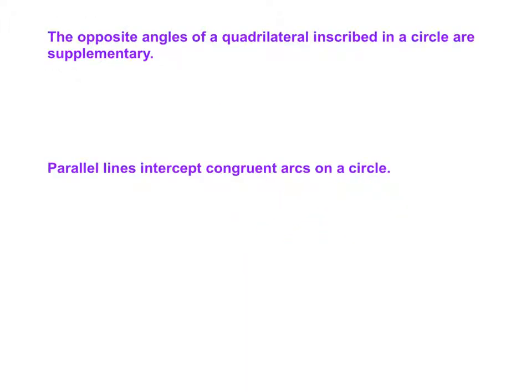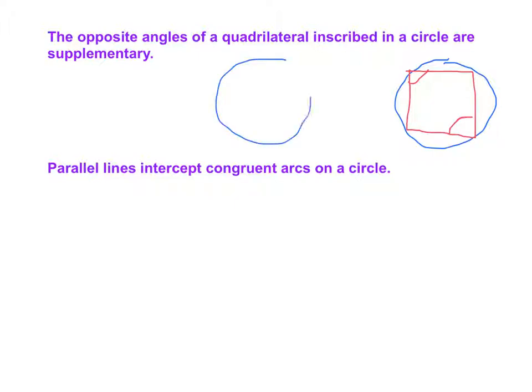The next conjecture says that the opposite angles of a quadrilateral inscribed in a circle are supplementary. We can easily see this if we draw a circle and then inscribe a square, because obviously the opposite angles, which are both 90, are going to be supplementary. But even if we try a slightly more irregular quadrilateral, say something like this, you would still see that this is an obtuse angle, this is an acute, and they're going to end up being supplementary.